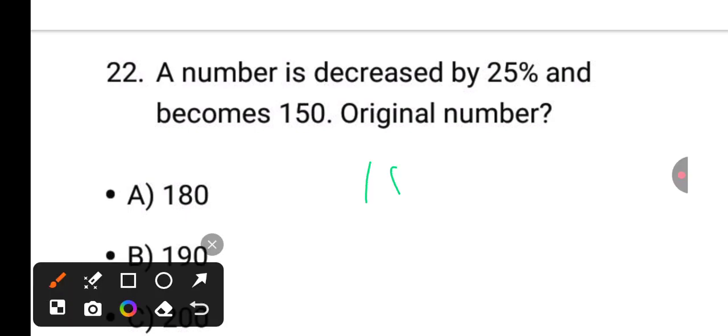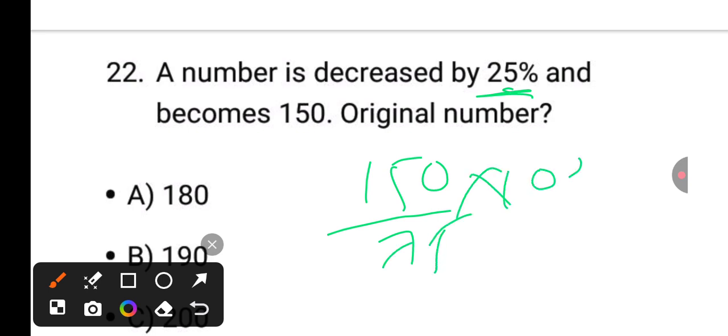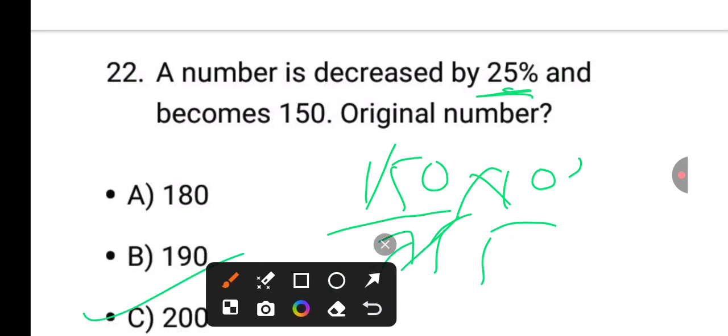Next, same, but it is a decrease. See here, 150 is 100 minus 25, it is 75, into 100. Okay, it is 20%. It means 200. 200 is the answer.